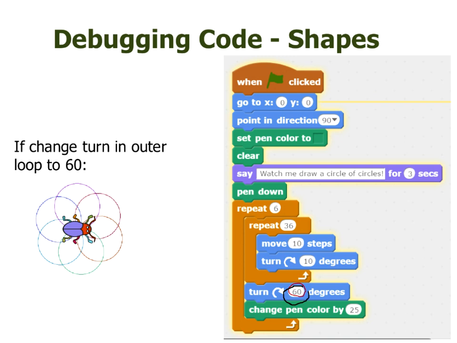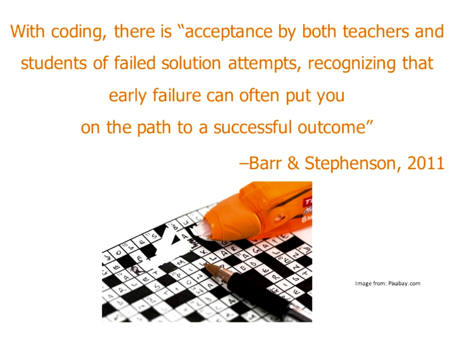We have less circles, but it's still a full circle of circles. So there are just two different ways that you can change that program, and your students could change it and show you that they can change it in other ways too. Perhaps they will reduce the number of repeats and change the number of degrees and change both of those variables.